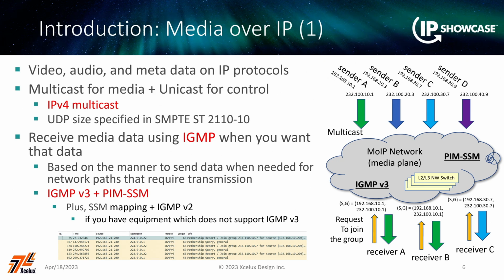And to receive the media data, when you receive the media data, you have to issue the IGMP, based on the manner to send data when needed for the network path that requires transmission. Currently we use the architecture of this MoIP with IGMP version 3 and PIM SSM. Some of the equipment still use IGMP version 2, maybe the audio equipment or something. In that case, we have to use SSM mapping to connect the V3 network and the V2 network.